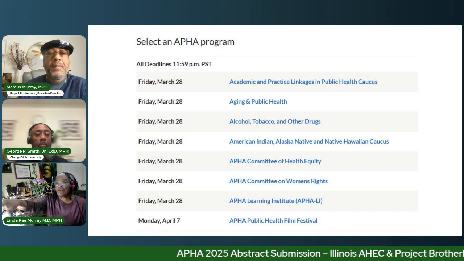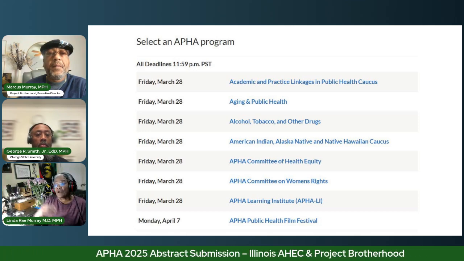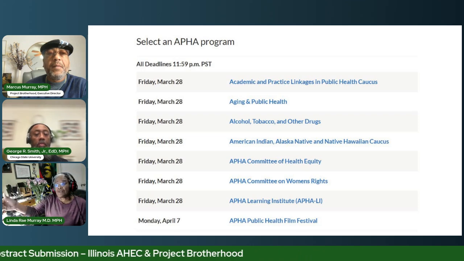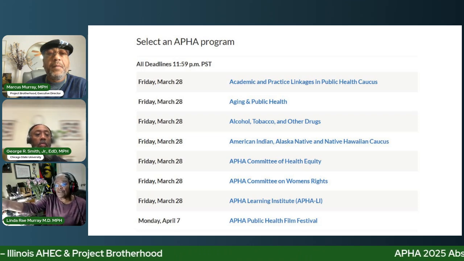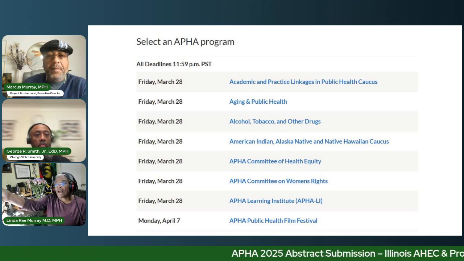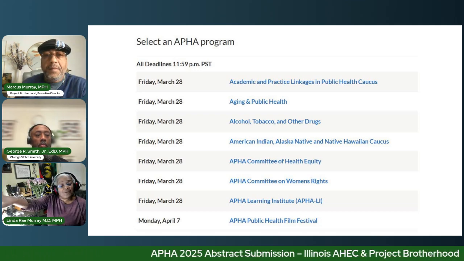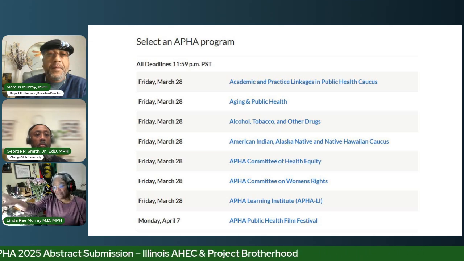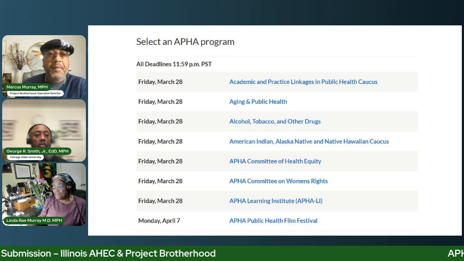So this is just a look at the website. You're going to go in, and you're going to go to the section that you're interested in. There's a whole bunch of sections and SPIDs here. You can see the Committee on Women's Rights, alcohol and tobacco. I just took the slide. It reminds you when the deadline is. You click on that. We're going to pretend we're clicking on Black Caucus and go to the next slide.